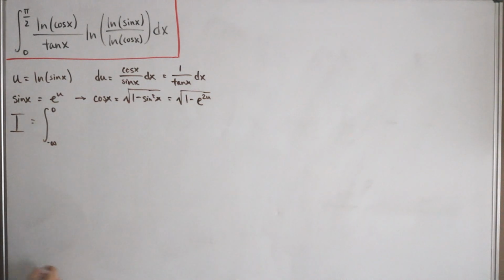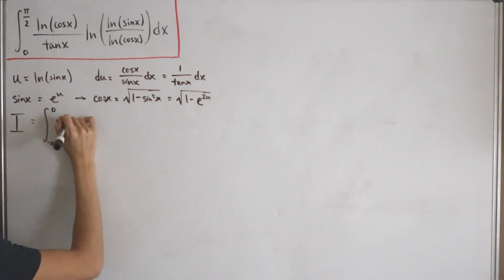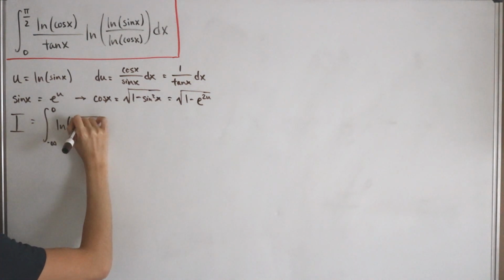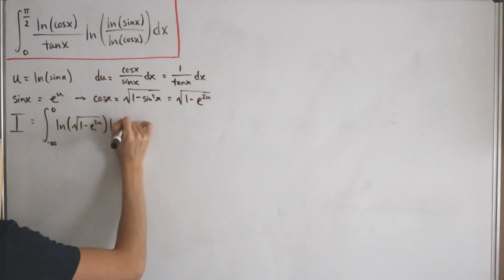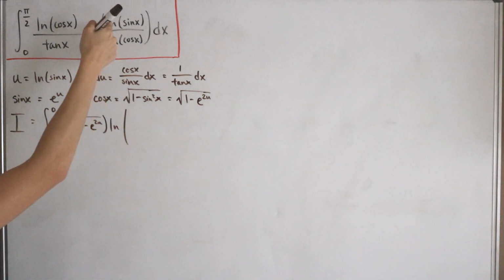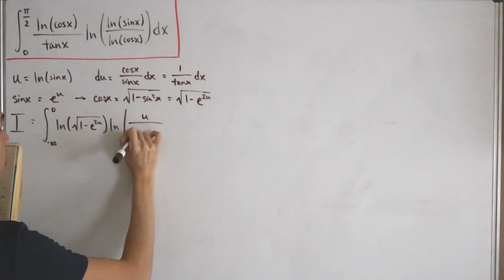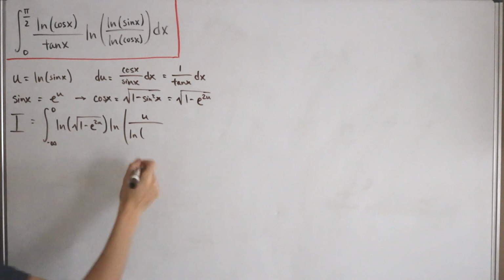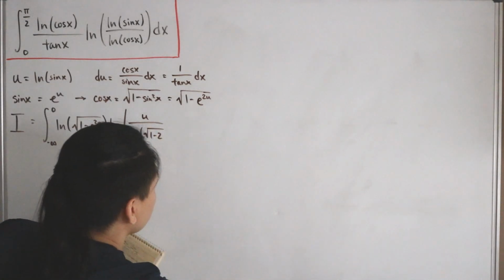Now let's plug everything back in. The natural log of cosine of x is the natural log of the square root of 1 subtract e to the power 2u. Then times the natural log of sine of x, which is u, divided by ln of cosine of x, which is the same thing as ln of the square root of 1 minus e to the power 2u.